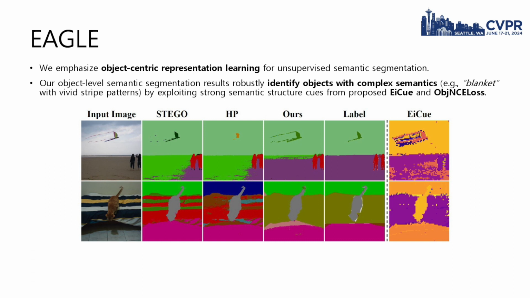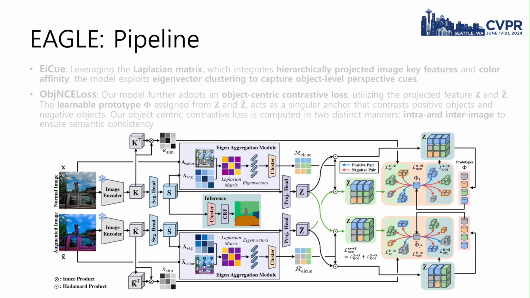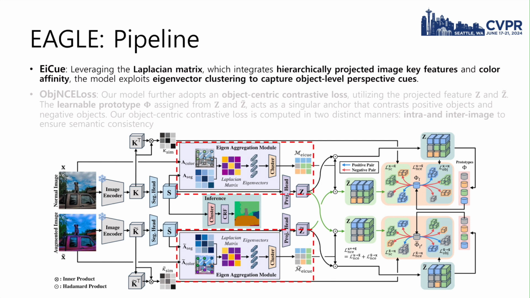Incorporating this concept, our results robustly identify objects with complex semantics by exploiting strong semantic structure cues from proposed IQ and object-centric contrastive loss. Let me first describe our training pipeline. Our model consists of two main parts. The first is IQ from the Eigen aggregation module, which provides a semantic structural cue based on the eigenbasis of the feature adjacency matrix. This adjacency matrix is composed of two similarity matrices, one being the similarity matrix of the hierarchically projected image key features, and the other the color affinity matrix.